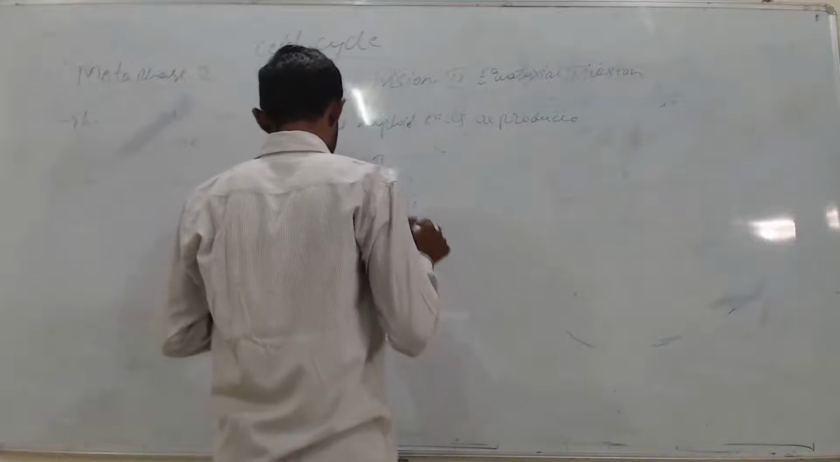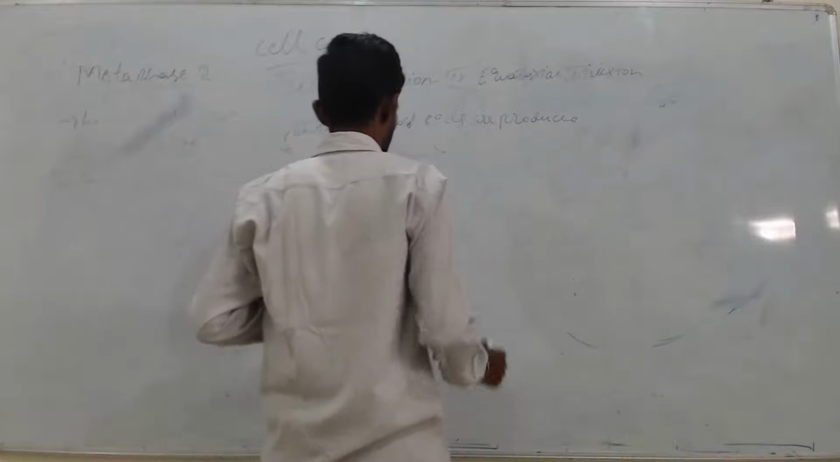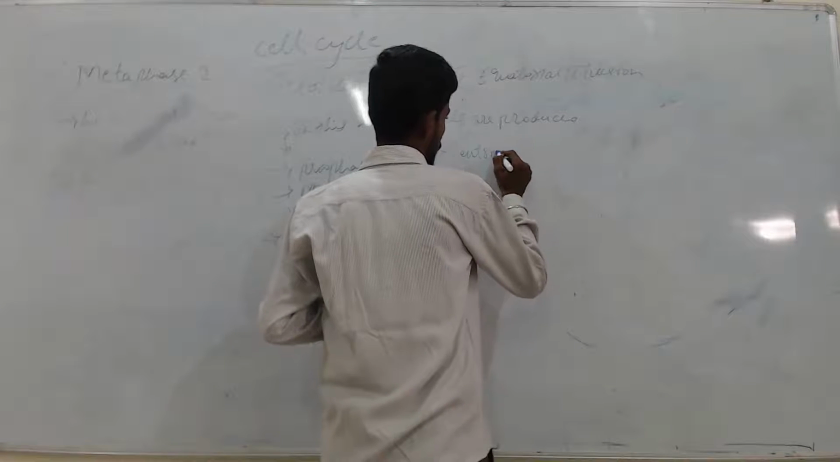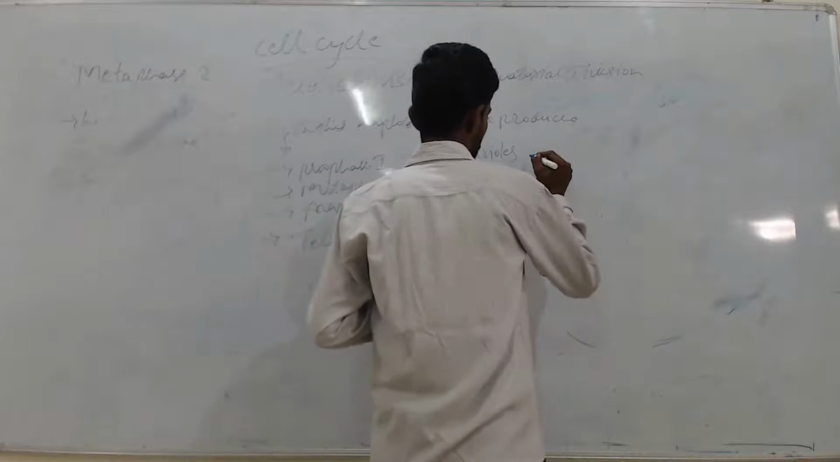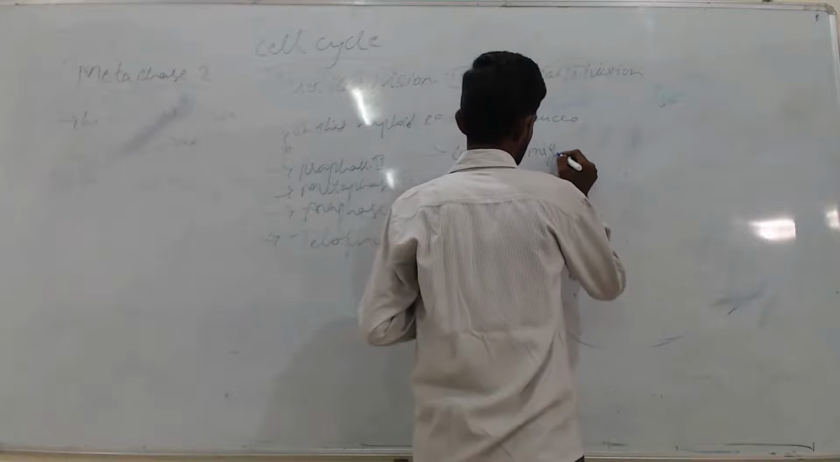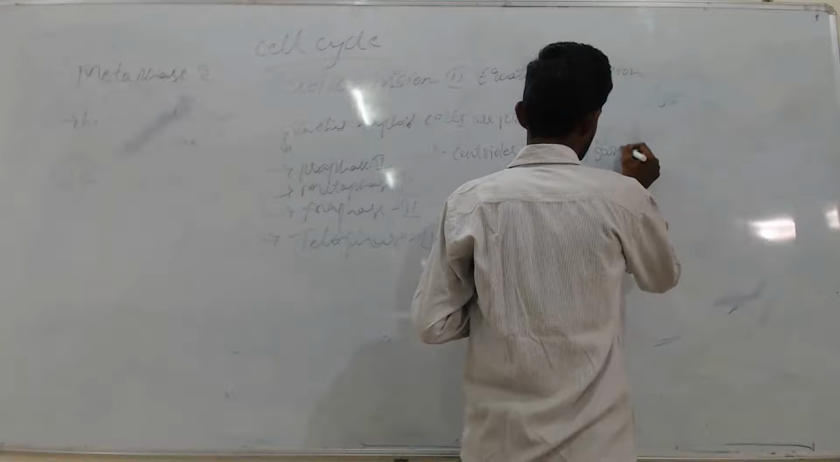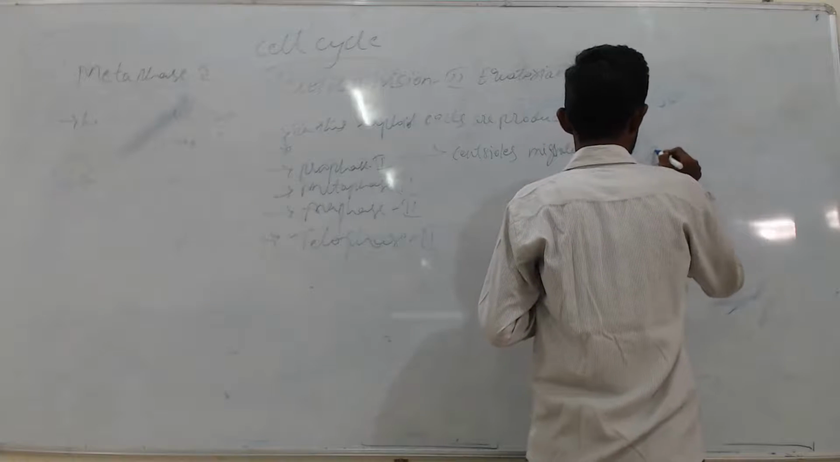Prophase 2. The centrioles migrate to opposite poles and the spindle apparatus is formed. Centriole means the center of the chromosome. The centrioles migrate to opposite poles and form the spindle apparatus.